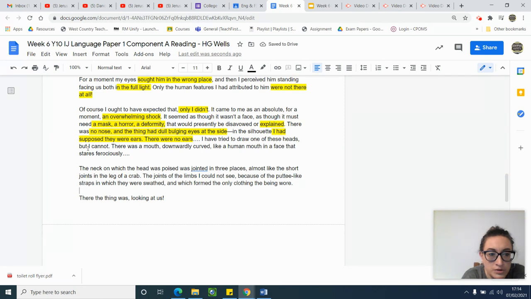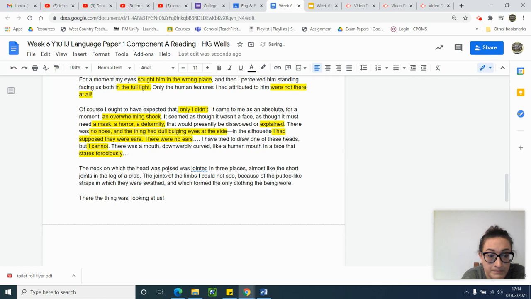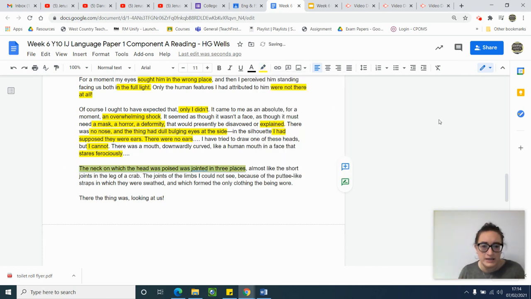I cannot draw one of those heads, he's saying. It's not possible for me to reimagine this and show you what it looks like. The mouth downwardly curved like a human mouth and a face that stares ferociously. So that suggests that he is a vicious creature in some way. The neck on which the head was poised was jointed in 3 places, almost like the short joints on the neck leg of a crab. So there's 3 stems coming off of the head. That's the image I'm getting, like 3 different necks.